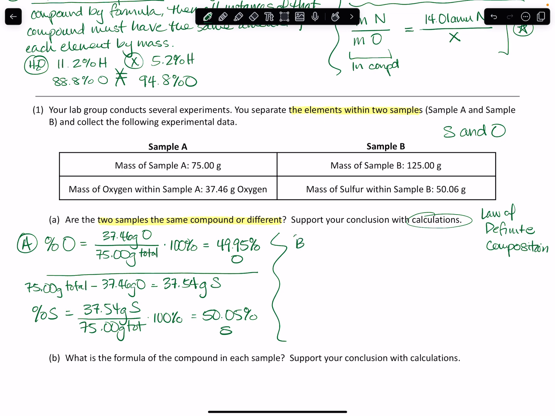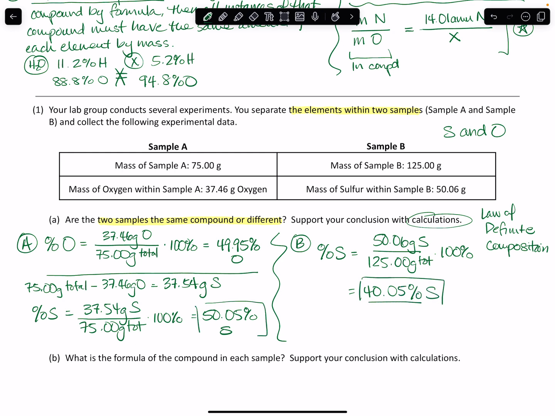Now we look at compound B. This time we know the amount of sulfur, so we're going to find the percentage of sulfur. That's going to be equal to the part, which is 50.06 grams of sulfur, divided by our whole. And here the sample's mass is 125 grams, times 100%. We do our calculation and we find that this compound contains 40.05% sulfur.